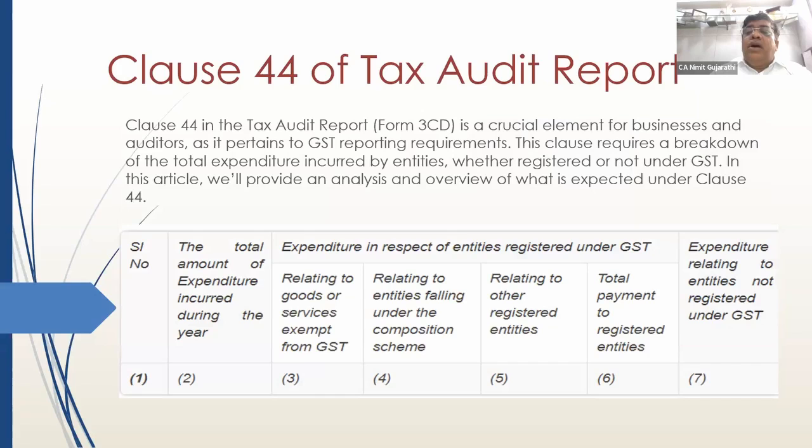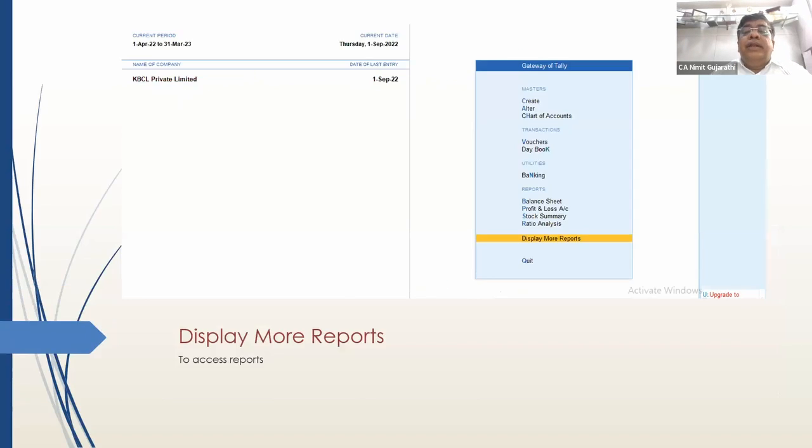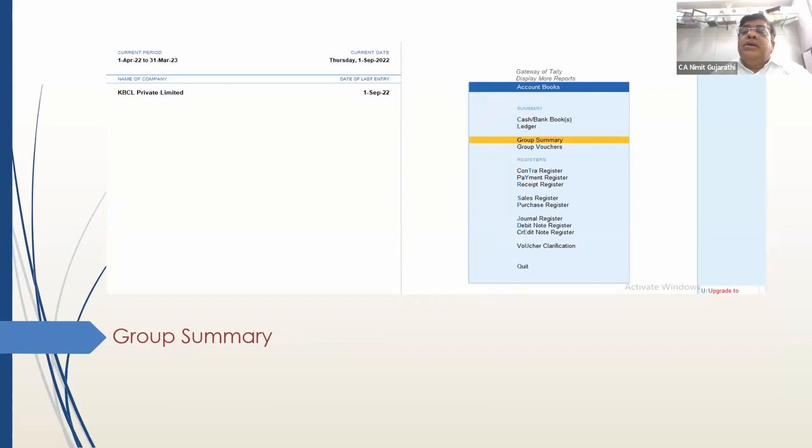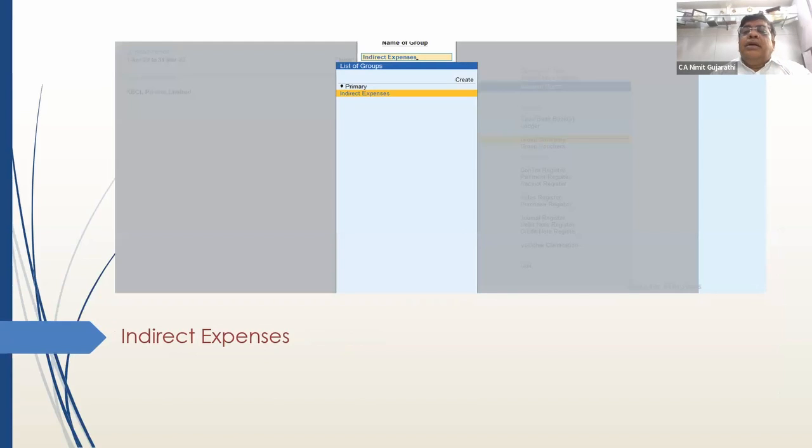Now I will show you how to generate this report using TallyPrime, or what are the options available to me under TallyPrime to have this report constantly updated and reported. So we'll go to TallyPrime. This is the front screen, display more reports, then my standard account books. Then I have group summary. In group summary, I have selected indirect expenses.